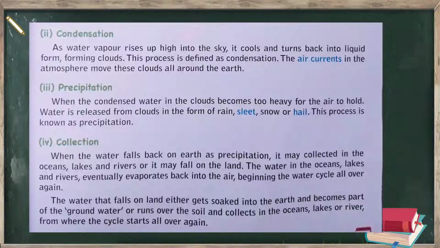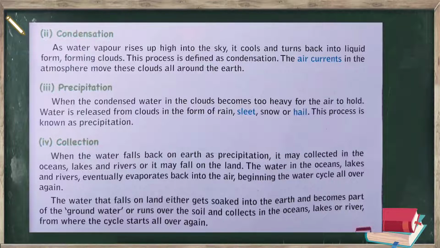Now precipitation, when the condensed water in the clouds becomes too heavy. When the clouds become too heavy for the air to hold, then water is released from the clouds in the form of rain. Then again the water is released and comes back to the earth in the form of rain, sleet, snow or hail. This process is known as precipitation.